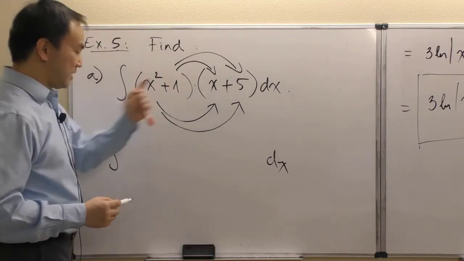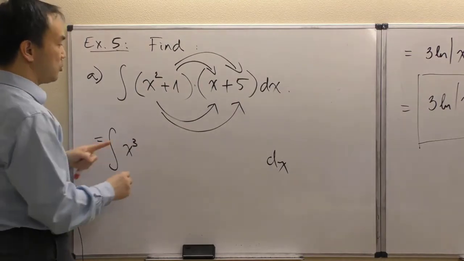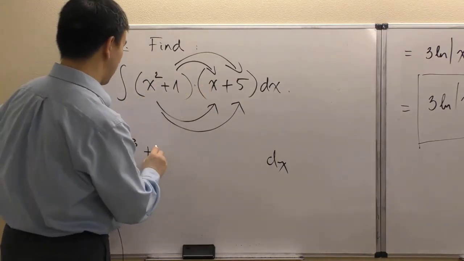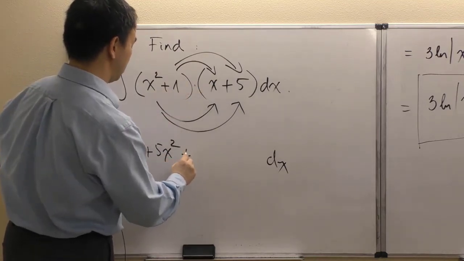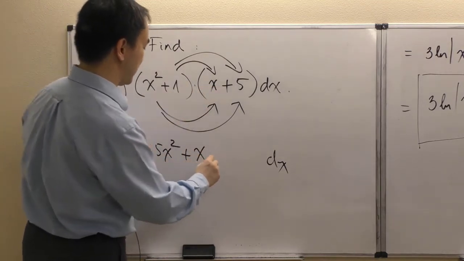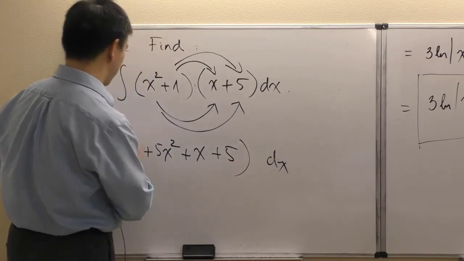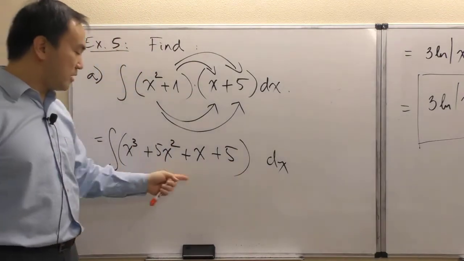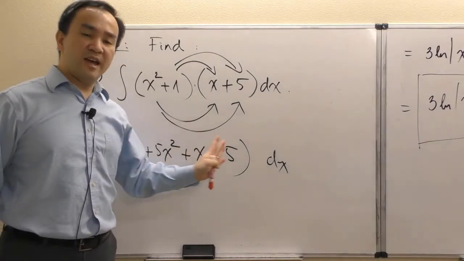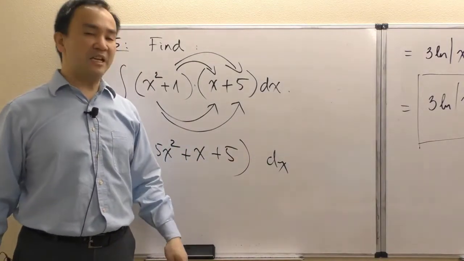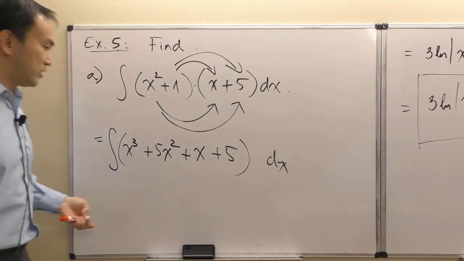So x squared times x gives me x cubed. x squared times 5 is a 5x squared. And 1 times x now is a plus x, and 1 times 5 is a 5. So now it turns out that we have a polynomial of 4 terms where all these terms are added together. So now we can easily apply the sum rule that we have learned earlier.